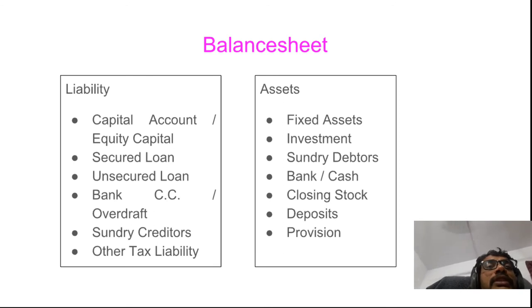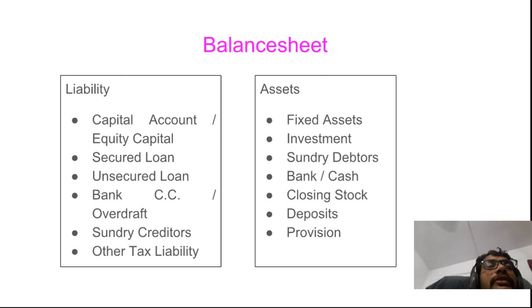Then we will go to the next side, the asset side. In the asset side, fixed assets. What do we mean by fixed assets? Fixed assets are things you can touch, which are not movable, like land, plant and machinery, and furniture. These are all called fixed assets of companies.